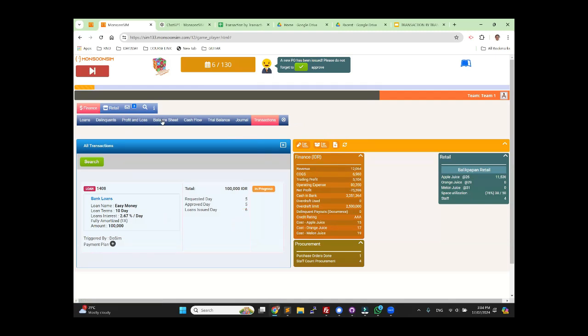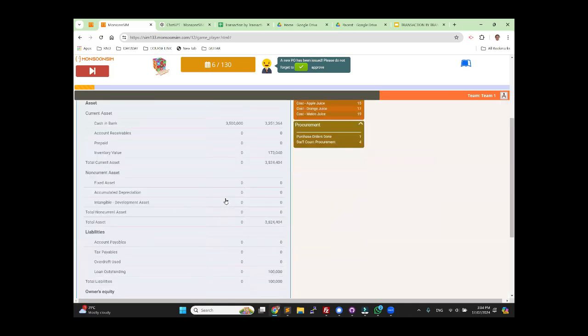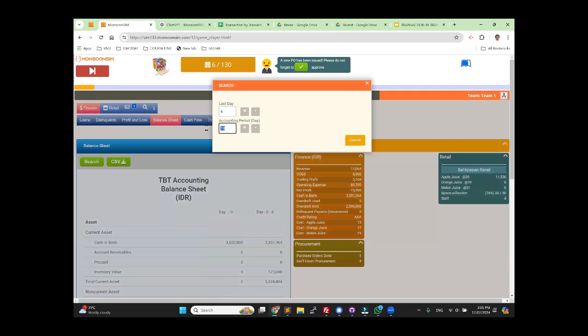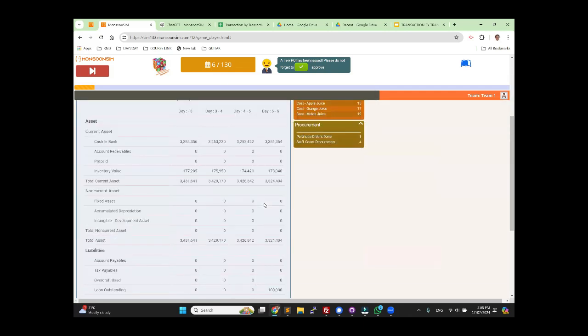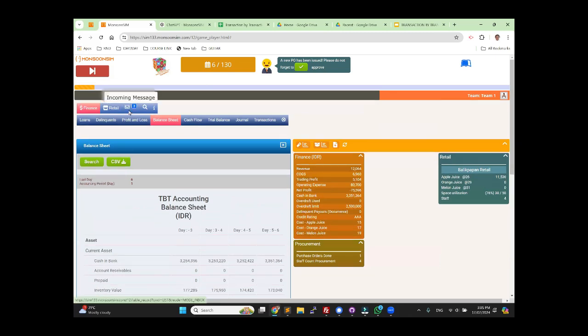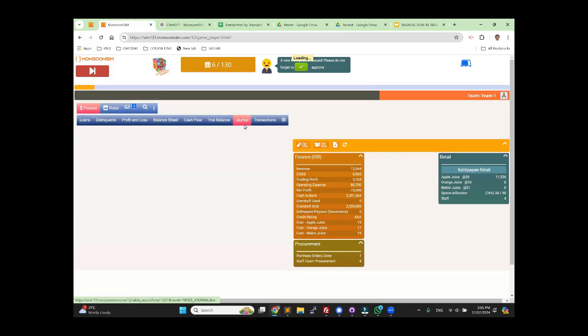Now, if I look at my balance sheet, I'm going to do a day-by-day comparison for the last 5 days. Okay, so this is what happened. On day 5, I have no loan outstanding, but on day 6, I have 100,000 loan outstanding. So I have liabilities starting from day 6 for the 100,000, yeah? So that's the loan.